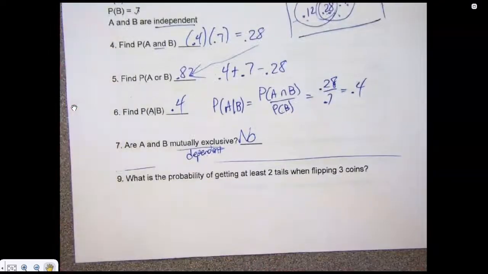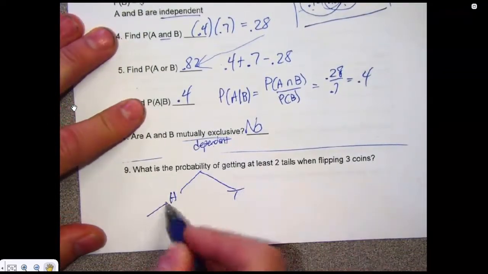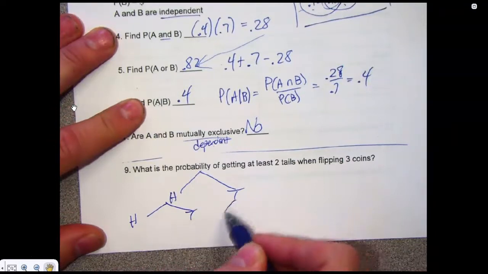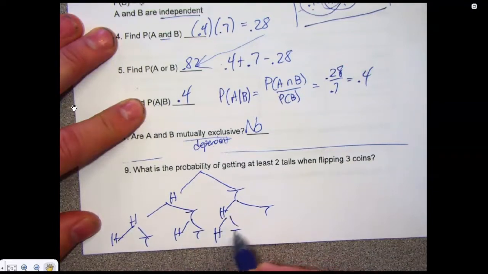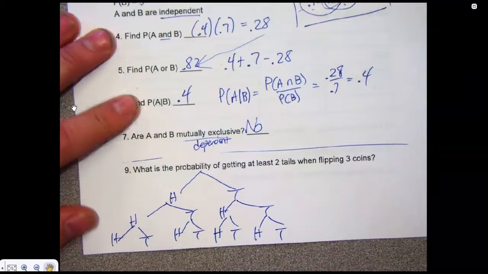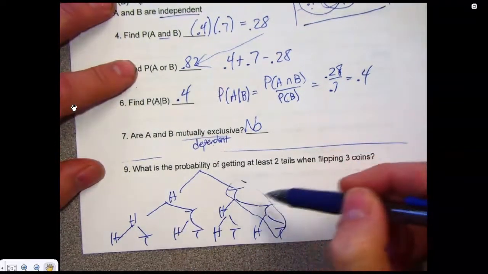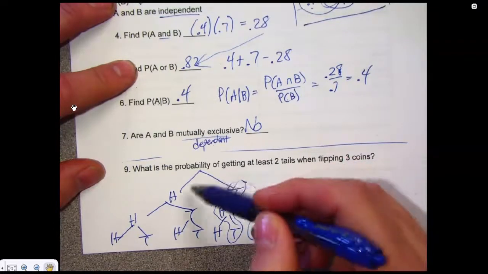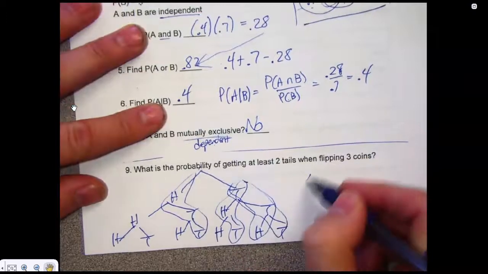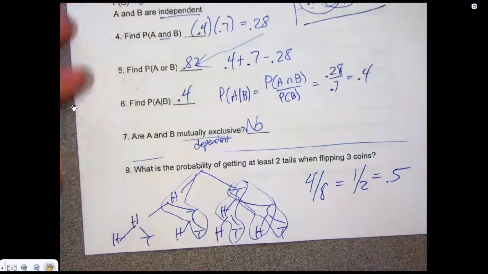What's the probability of getting at least two tails when flipping 3 coins? So make a little tree diagram. And there are 8 possible outcomes. How many of them have at least 2 tails? Well, that one does. That one does, that one does, and that one does. So 4 out of the 8, or 1 out of 2, or 0.5.